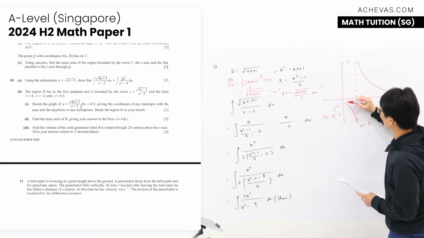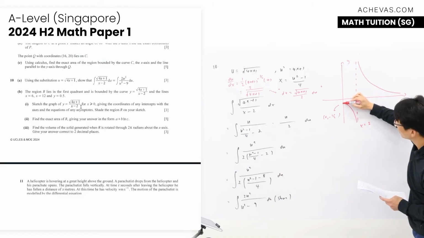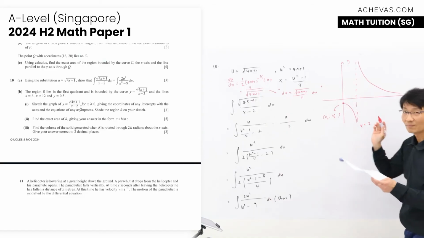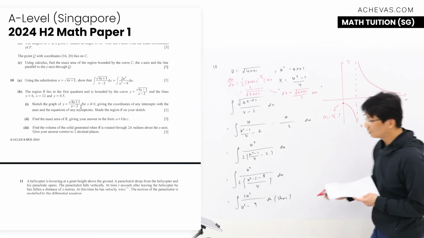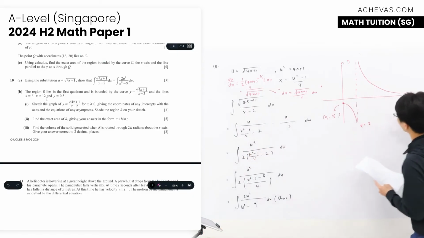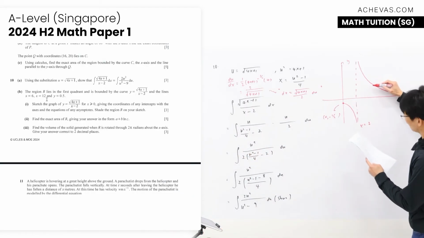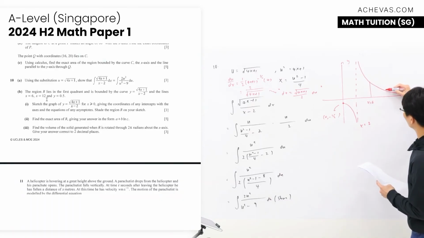Since we are supposed to sketch x greater than or equal to 0, I'm going to bold this to show that I'm including that particular point here. We also need to indicate x equal to 6 and x equal to 12. x equal to 6 is somewhere here. This is x equal to 6, and x equal to 12 is here.